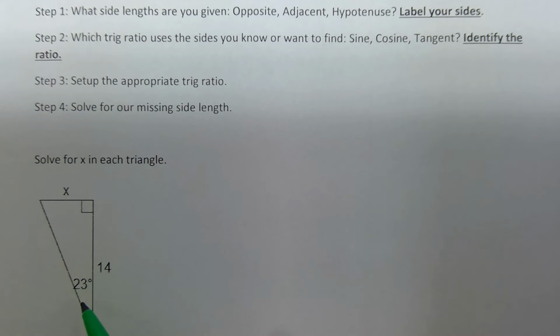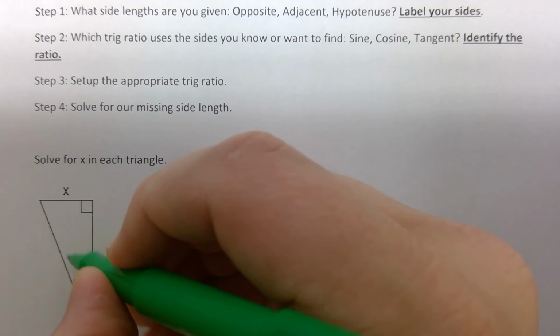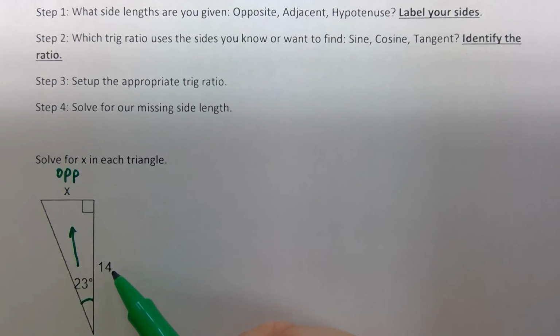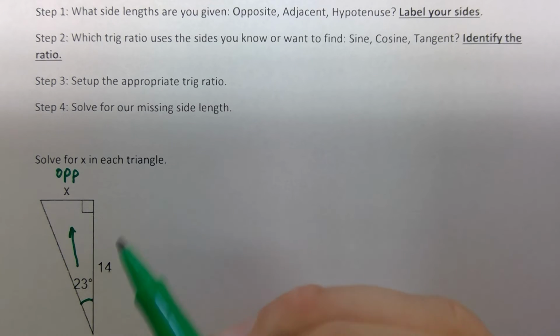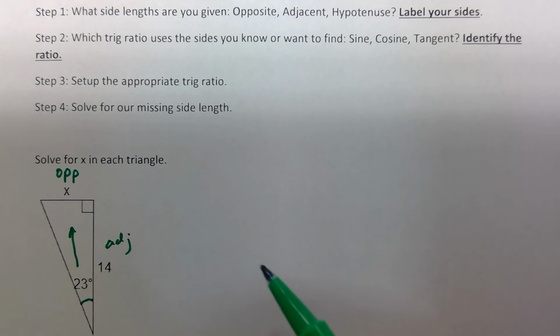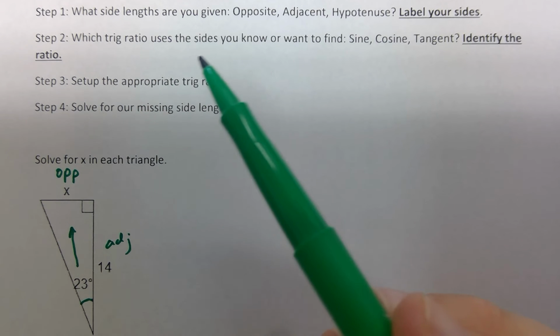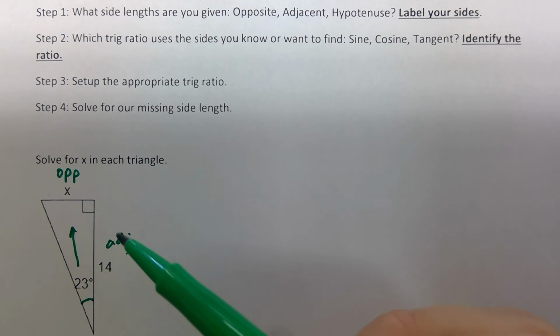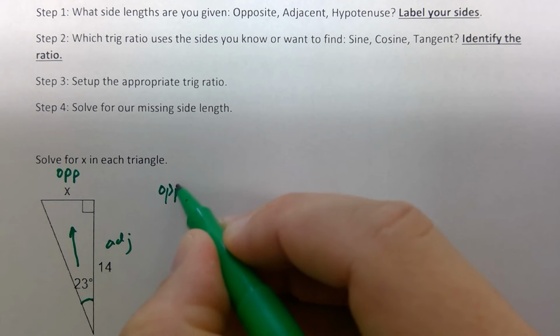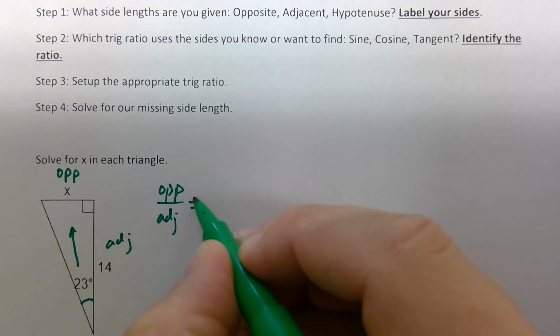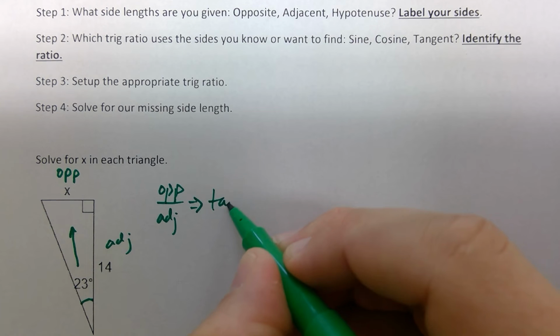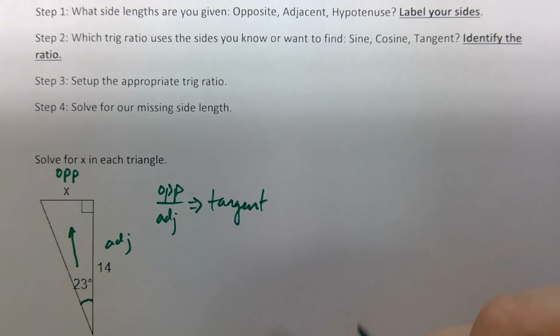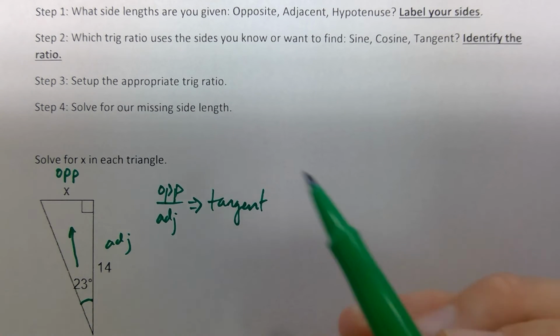So in this problem right here, here's our reference angle. We're going across our triangle, so there's our opposite side. We are next to our reference angle and the right angle, so here's our adjacent side. Okay, so we labeled the sides. Now, which trig ratio uses the sides that we know or want to find? We want to find opposite and we know adjacent. If I think of opposite over adjacent, I want to be thinking of tangent. So we identify the ratio.